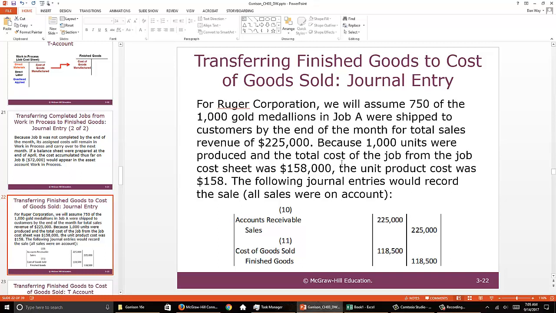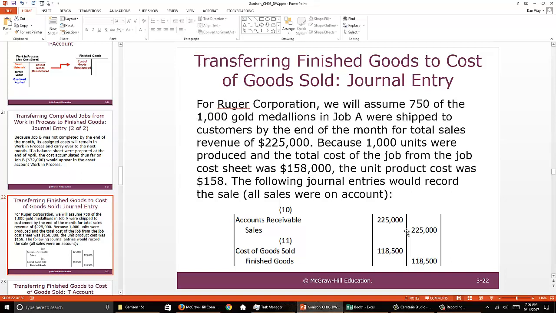Let's assume for Ruger that 750 of the 1,000 medallions in job A were shipped to customers by the end of April here, and total sales revenue of $225,000. So because 1,000 units were made and the total cost was $158,000, we can say that unit product cost was $158. So we would record the following entries to account for the sale of those 750 medallions. We would record a debit to accounts receivable for $225,000 and a credit to sales for $225,000.